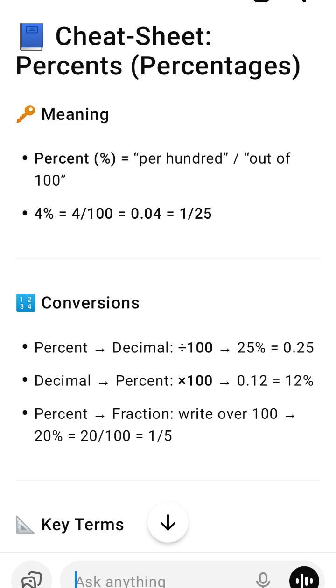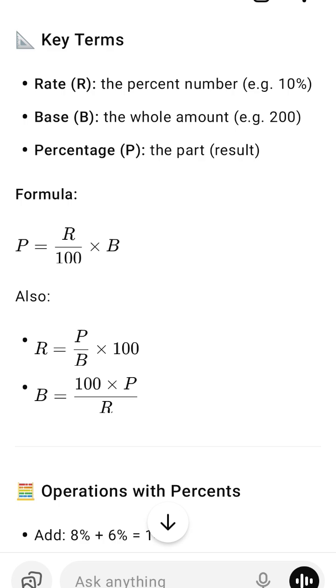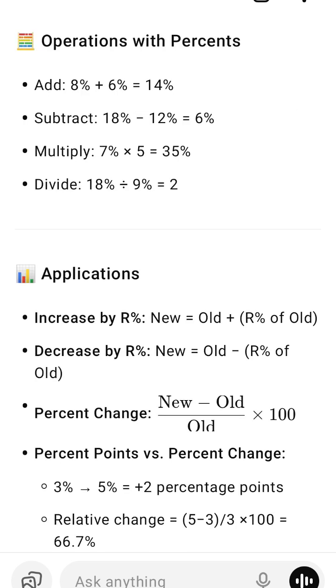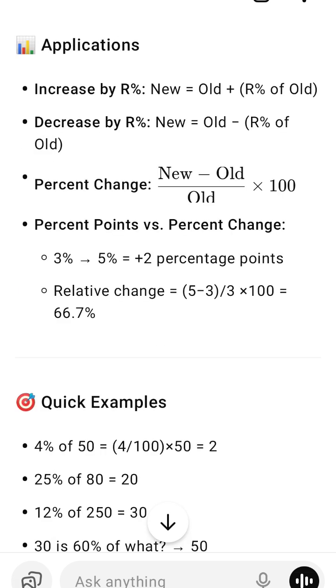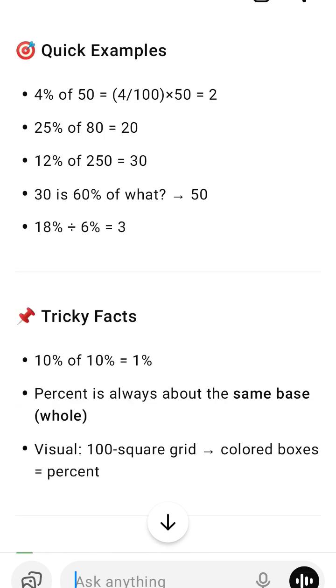Quick examples. 4% of 50 equals 4/100 times 50 equals 2. 25% of 80 equals 20. 12% of 250 equals 30. 30 is 60% of what? 50. 18% divided by 6% equals 3. Tricky facts: 10% of 10% equals 1%. Percent is always about the same base, the whole. Visual: a 100-square grid, colored boxes equal percent.